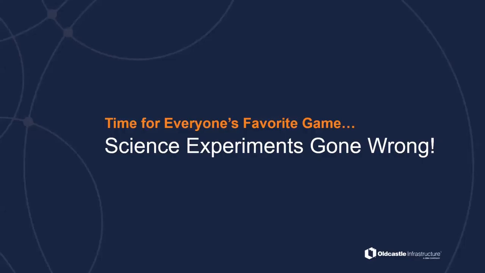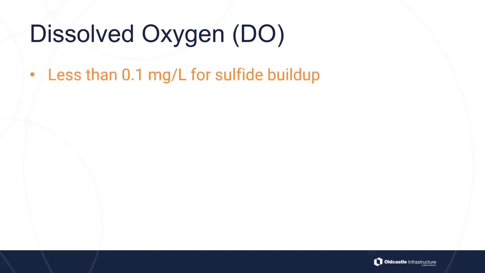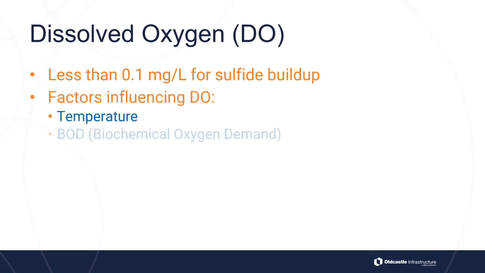All right, let's jump right back into the chemistry and talk about dissolved oxygen. It's believed that dissolved oxygen has to be less than 0.1 milligrams per liter for this sulfide buildup. Factors that influence the concentration of dissolved oxygen in wastewater include temperature, biochemical oxygen demand, and turbulence. There are a few others, but these are the three main ones.